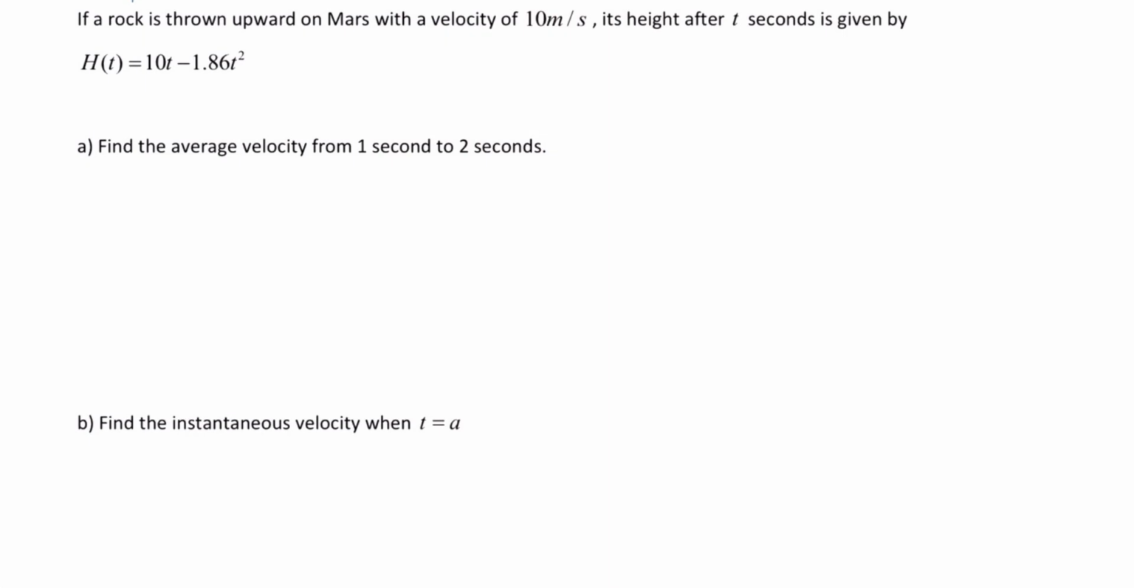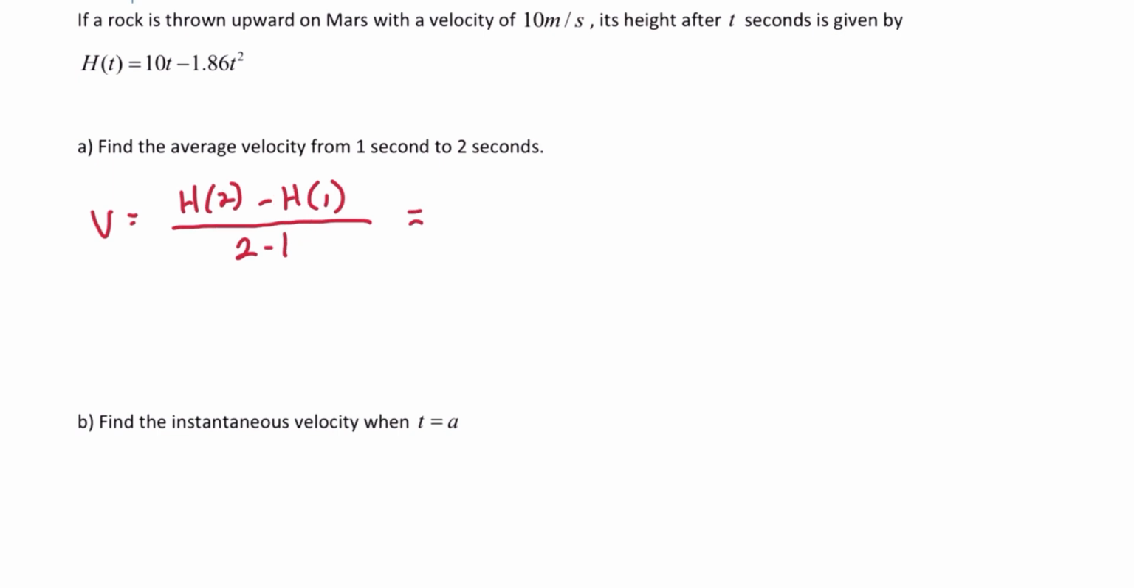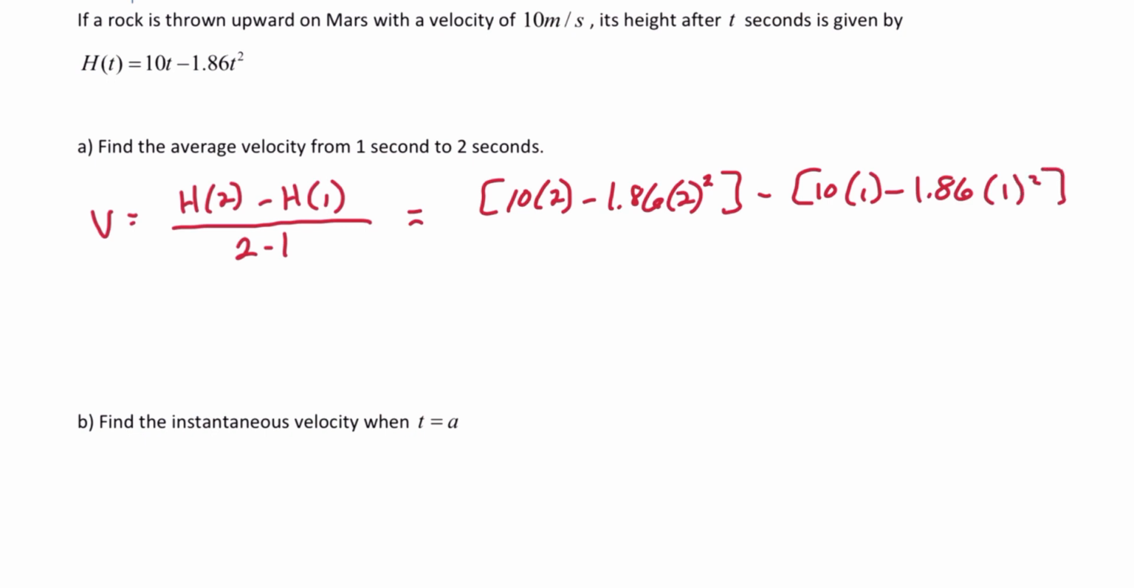To find average velocity here, we want to use the average rate of change formula. So we're going to evaluate h at 2 seconds minus h at 1 second, divided by the time elapsed, 2 minus 1 seconds. From here, we'll plug in 2 to our function, minus evaluate at 1 second, so plug in 1 for t, all over 2 minus 1, which is 1.